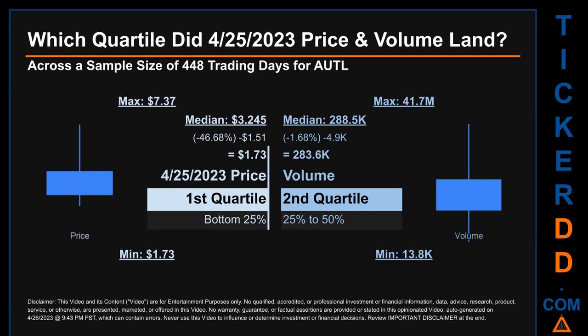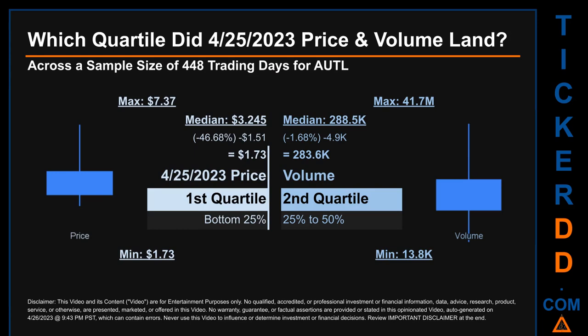Which quartile did April 25, 2023 price and volume land? Across a sample size of 448 trading days, the maximum end-of-day price for AUTL was $7.37 while the minimum was $1.73. Within that price range, April 25, 2023 price, of $1.73, landed within the first quartile, meaning it was within the bottom 25% of all sampled end-of-day prices. The day's volume landed within the second quartile, that is within the 25% to 50% range of all sampled daily volume, which saw a max daily volume of 41.7 million and a minimum of 13.8 thousand.